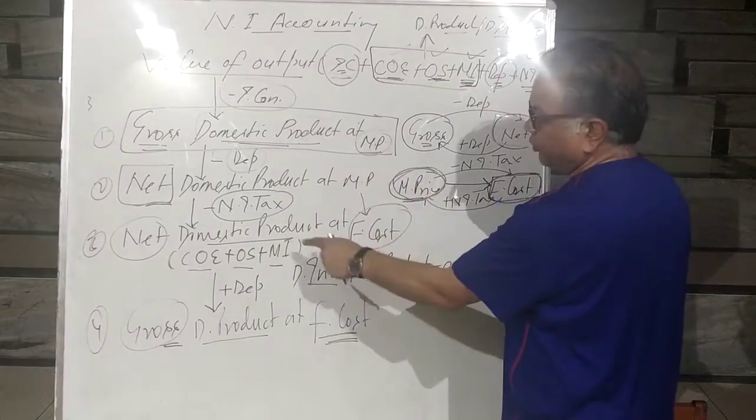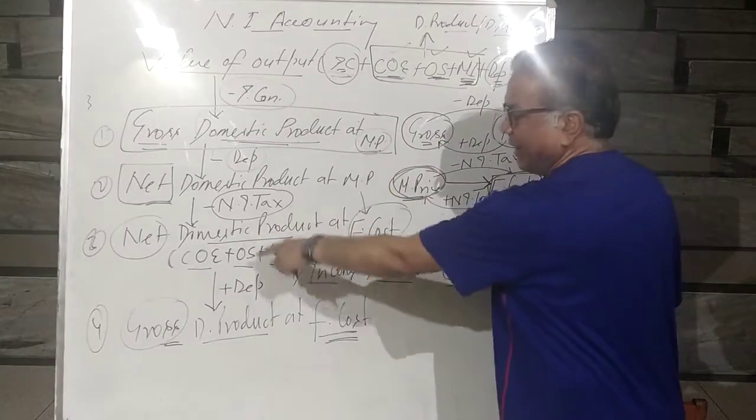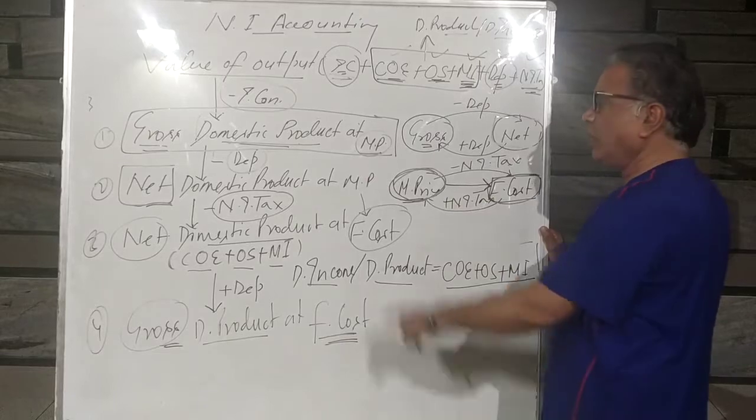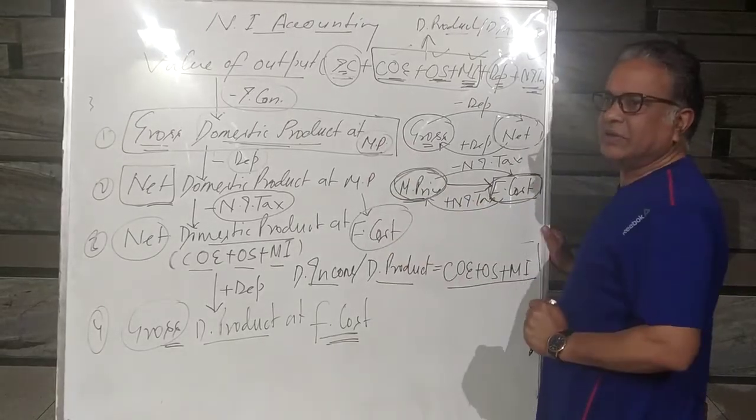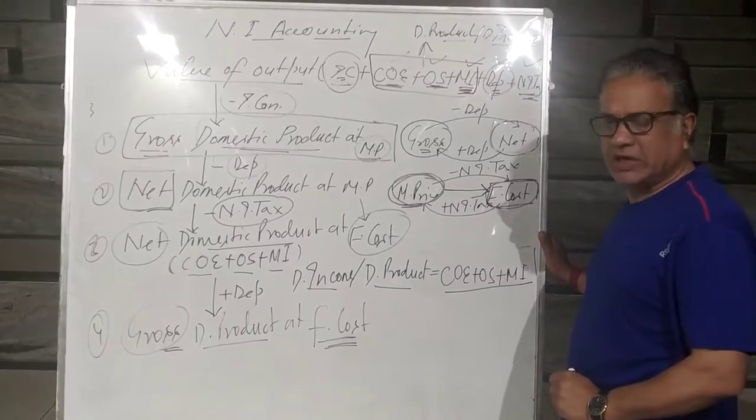And from this you have to reach here. It means you have to convert gross into net. How? Minus depreciation. And then you have to convert market price into factor cost. How? Minus net indirect tax. So this is all about the four aggregates of national domestic product.